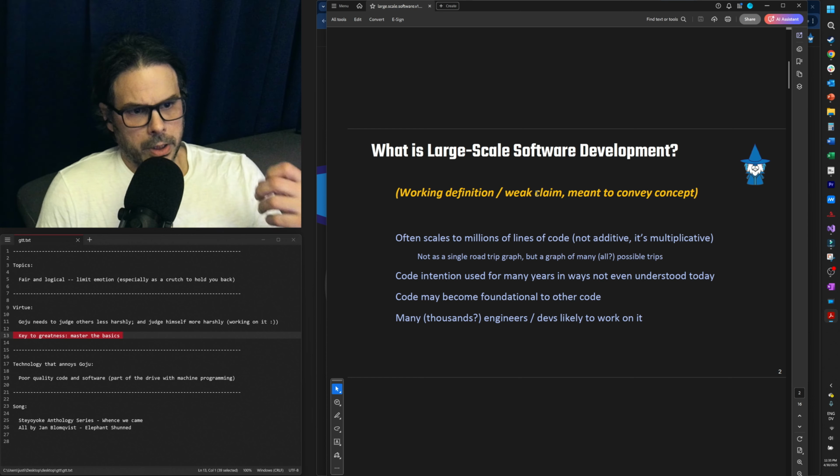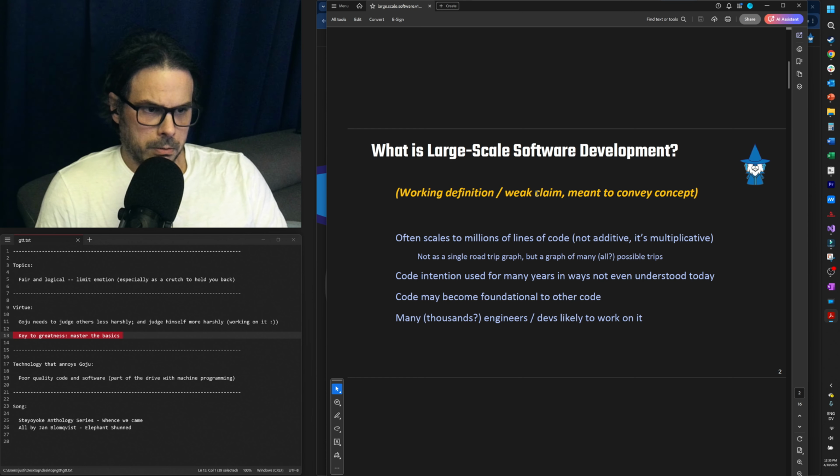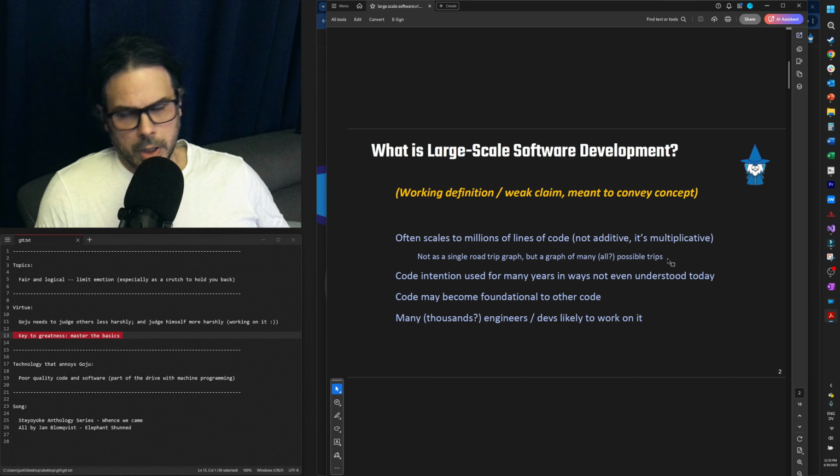In my mind, it means it often scales to millions of lines of code, and it's not additive in terms of the complexity, it's multiplicative. Think of it not as a single road trip graph, but a graph of many, if not all, possible trips, and how crazy that map probably looks. On top of that, the code in question could be used for many years, oftentimes in ways that are not even understood when it's being written.